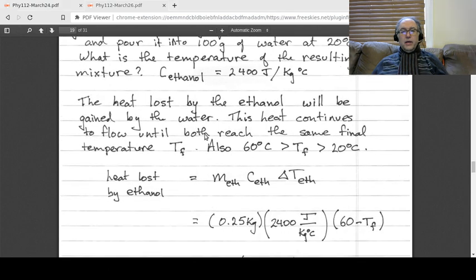Now, how does this work? How do you solve this problem? Basically, what you need to do is realize that energy is conserved. In fact, we're going to see that in a minute. That's the first law of thermodynamics. Energy doesn't disappear.